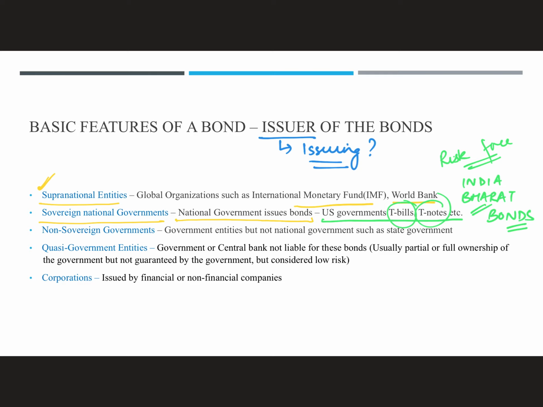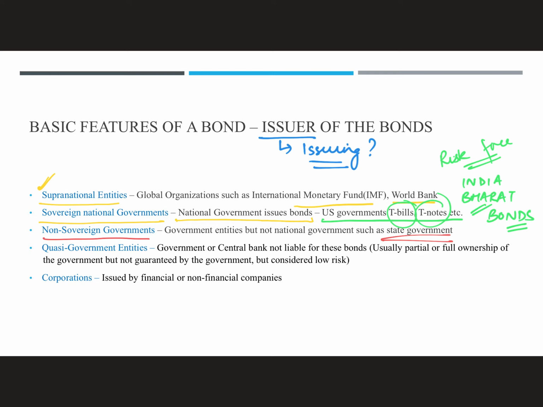Then we have the non-sovereign governments. The non-sovereign governments are government entities but they're not national governments. So, for example, the state government of California wants to raise money for a dam project. So, they can issue their own set of bonds and borrow money from the market. And then these kind of entities, they would be called non-sovereign governments, but these kind of entities again are backed by the national government.